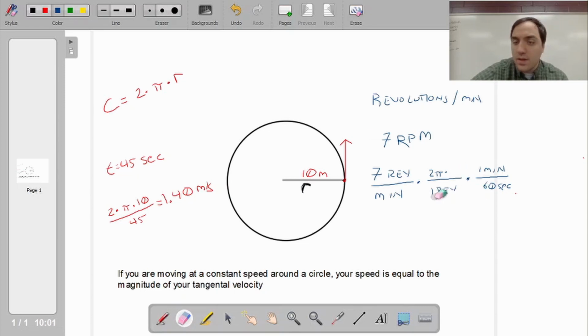And this should, strictly speaking, be a lowercase r because capital R means something different. Once you have this translation, it's just plug into your calculator. 7 times 2 times pi times 10 over 60. So for this circle, 7 revolutions per minute would be 7.33 meters per second.